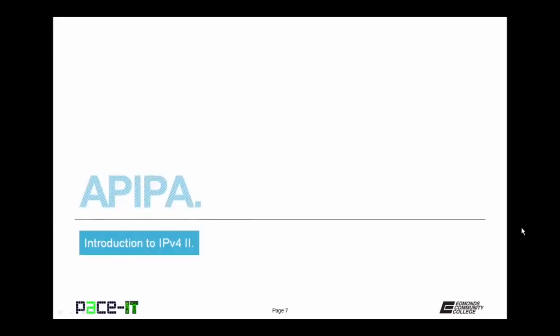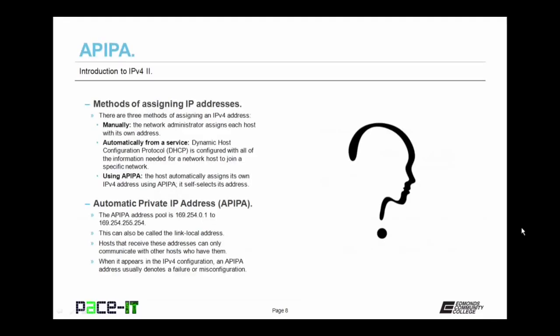Now let's move on to automatic private Internet Protocol addressing. Now, before I get into APIPA, we need to talk about methods of assigning IP addresses. There are three main methods to do this. Manually, the network administrator assigns each host with its own address. The second method is automatically from a service, specifically Dynamic Host Configuration Protocol, DHCP. A DHCP server is configured with all of the information needed for a network host to join a specific network.